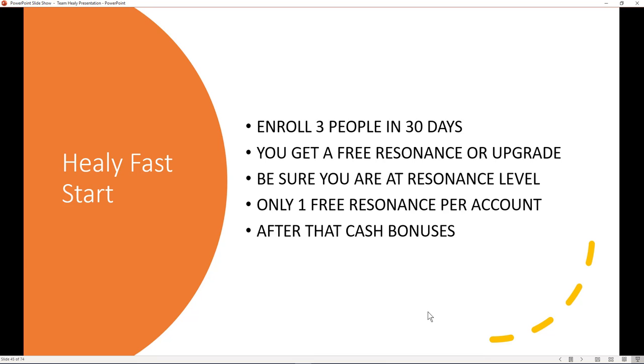If you've already enrolled 3 people in 30 days and gotten a free Resonance, what happens if you enroll another 3 in the 30 days? And that means that you get a cash bonus. You don't get another Resonance. You get a cash bonus. And if you get another 3, another cash bonus. And another 3, another cash bonus, and so on. So that's the first way that you get some kind of compensation. And that's with the Fast Start that encourages you to enroll people as soon as you get enrolled yourself and start building your business right away.